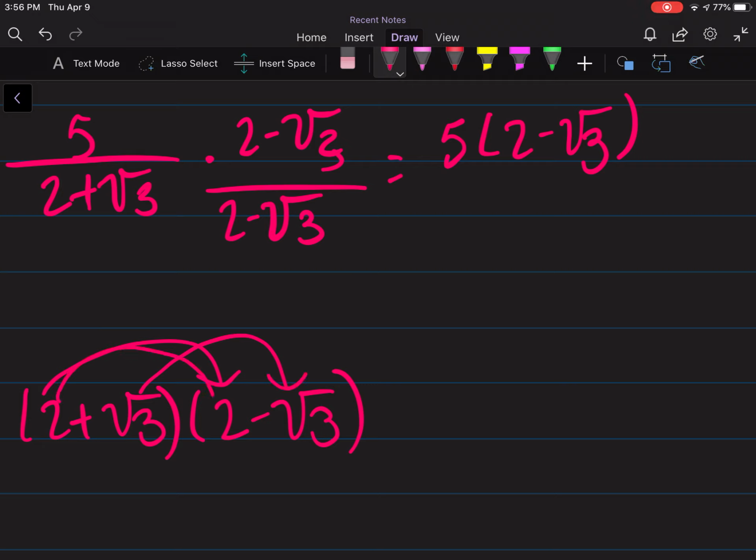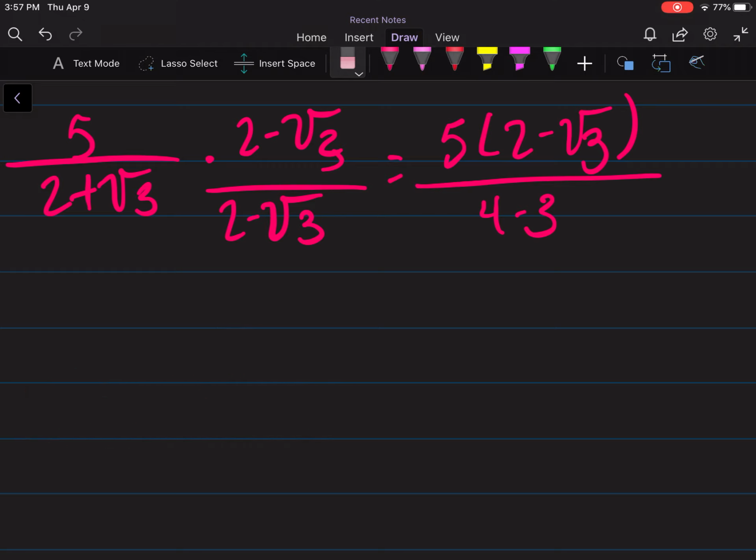This is what you're going to do on your own. Combine like terms, all that jazz. You're going to end up with 4 minus 3 on the bottom. You can do that on your own with the other ones that you do. I'm not going to make us sit here and go through all that. So we know that 4 minus 3 is 1, and we don't really need to leave that 1, so we're just going to get rid of that.